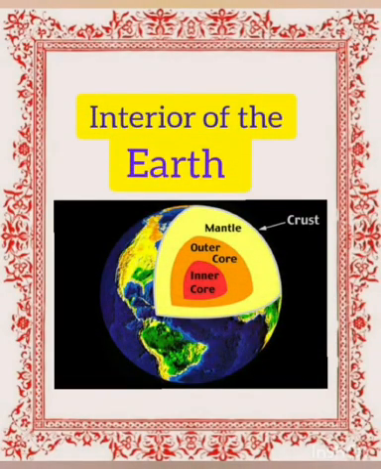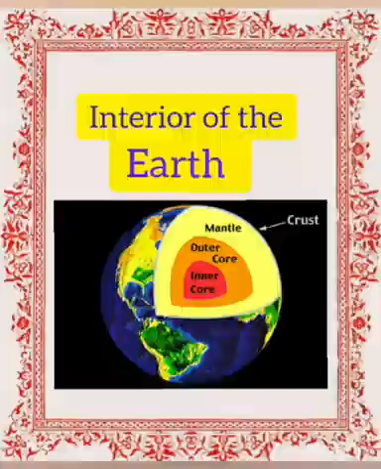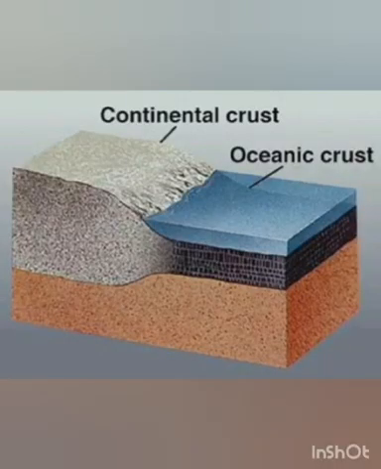Children, today we are going to discuss the interior of the Earth. This is the interior portion of the Earth. Here we can see crust, mantle and core. Crust. The uppermost layer of the Earth is called crust. It is the thinnest of all the layers. It is about 35 km on the continental mass.